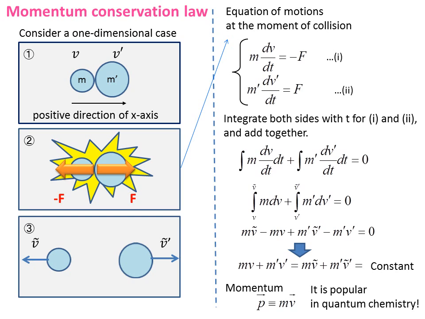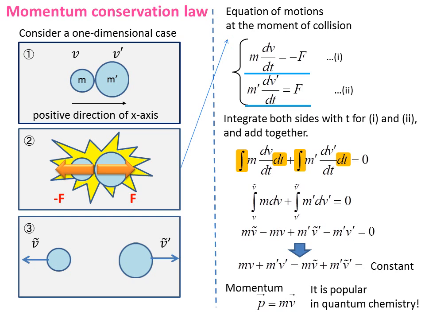The equation of motion for the two objects in this collision is written as ma equals F, where a can be rewritten as the time derivative of velocity. If we define the position coordinate with the right direction as positive, we can express the equation as the product of m and the time derivative of v, equal to minus F for this object. For the m prime object, the product of m prime and the time derivative of v prime is equal to F.